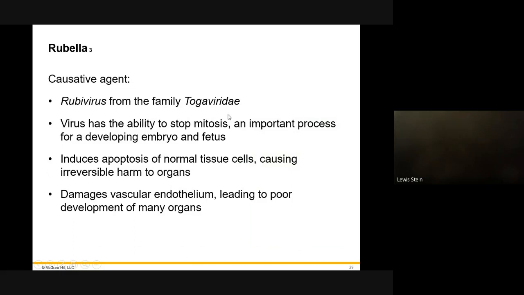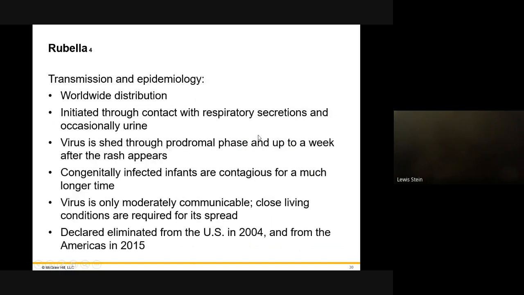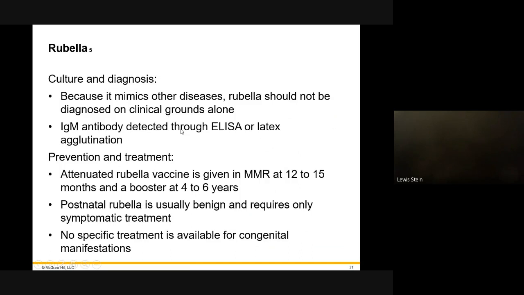It's a togavirus, stops mitosis for development, apoptosis, vascular endothelium, poor development. Worldwide, contact with respiratory secretions, urine potentially, more probably respiratory for us. As you can see, spread even during the prodrome and up to a week after the rash. Congenitally infected, longer, moderately communicable, so it's close conditions. As you can see, we rarely see it. That's a very, very successful immunization. And the way they diagnose it, again, they're given simultaneously at 12 to 15 months with the booster, which you folks undoubtedly had.